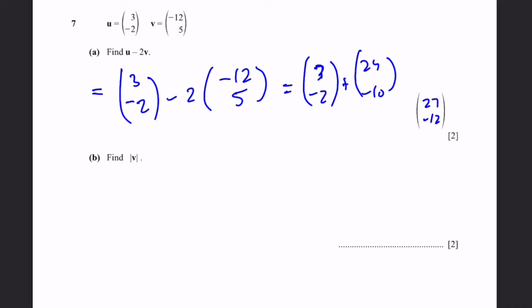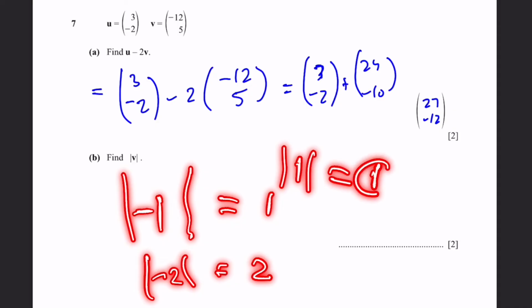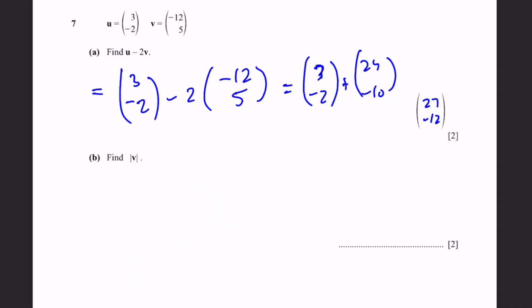Now for part B, find the modulus of V. What does the modulus symbol represent? In this case, it is not the absolute value. It has a different meaning in this scenario since we are dealing with vectors. Usually, if you put a modulus symbol or these two long lines around something, it changes everything to positive. So you put it around negative 1, it becomes 1. Put it around negative 2, it becomes 2. If you put it around 1, it doesn't change anything because it's already positive. But in this case, it means to find the length, the magnitude of the vector.